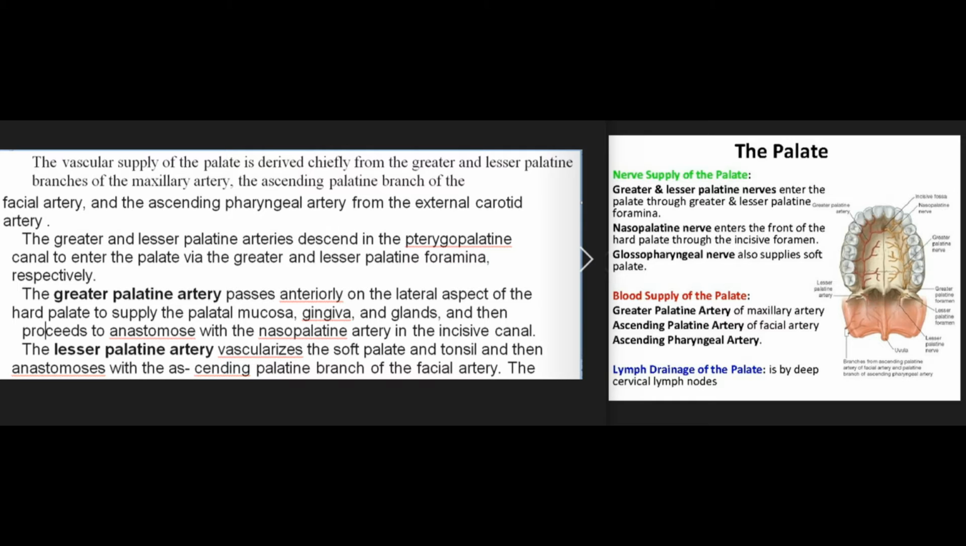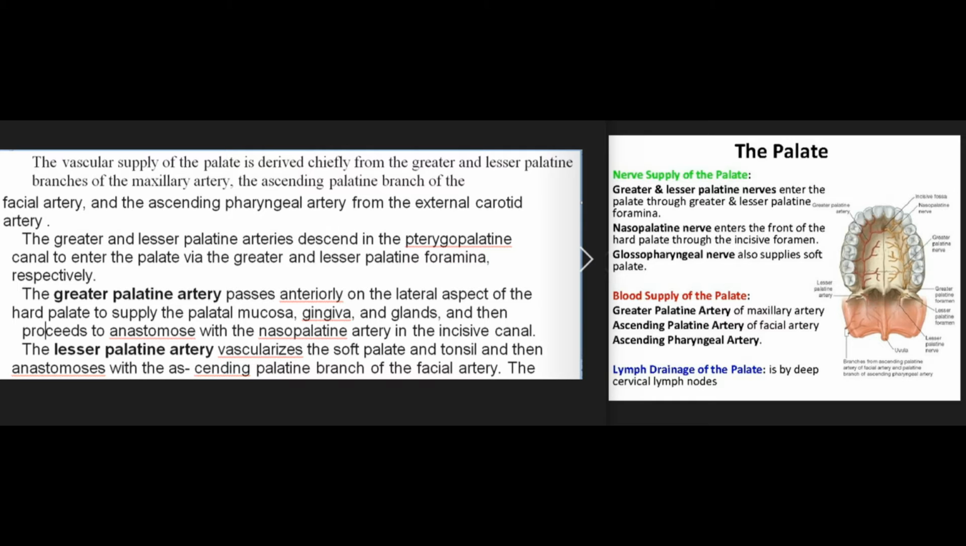The greater and lesser palatine arteries descend in the pterygopalatine canal to enter the palate via the greater and lesser palatine foramina, respectively. The greater palatine artery passes anteriorly on the lateral aspect of the hard palate to supply the palatal mucosa, gingiva, and glands, and then proceeds to anastomose with the nasopalatine artery in the incisive canal.